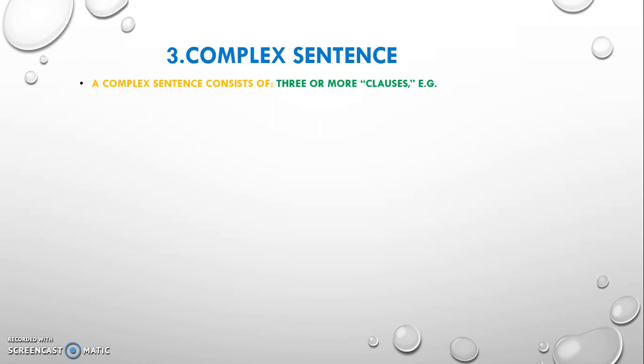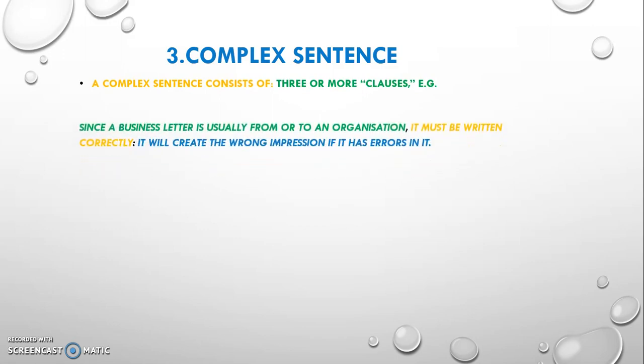It's important to remember that. And here's an example, and I've highlighted it in different colours so you can understand a bit better what I mean. Since a business letter is usually from or to an organisation, it must be written correctly, it will create the wrong impression if there's errors in it. And you'll see the commas used here to change slightly the direction of the sentence.